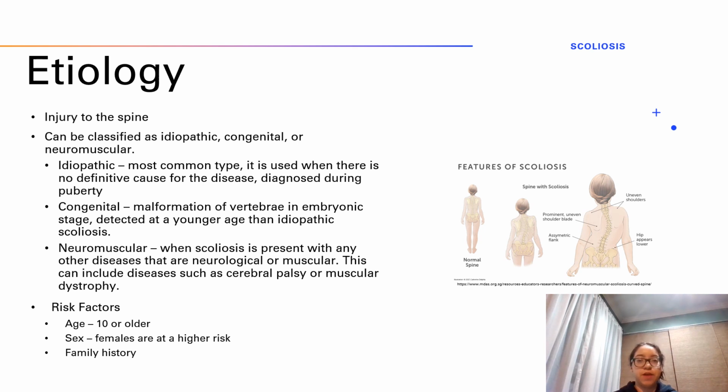The main risk factors are age, which currently the age that it tends to be the highest in is around 10 or 11-year-olds. Sex, or gender: females are more likely than men to get scoliosis, and a family history as well. So when you are being examined, you would be asked about any family history, and if it arises that a past family member has been diagnosed, then it is highly likely that you'll have it as well.